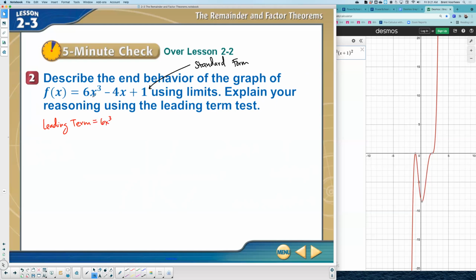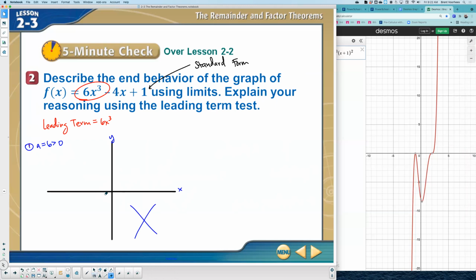Good. And so that right there is easier to find when you're in standard form, although the zeros are not as easy to find. How many possible zeros does this graph have? 3 possible zeros. How many possible extrema, maximums, minimums? 2. Good. All right. First, is this positive or negative, this graph? Positive. A is 6, which is positive. So which quadrant can I eliminate? 4th.